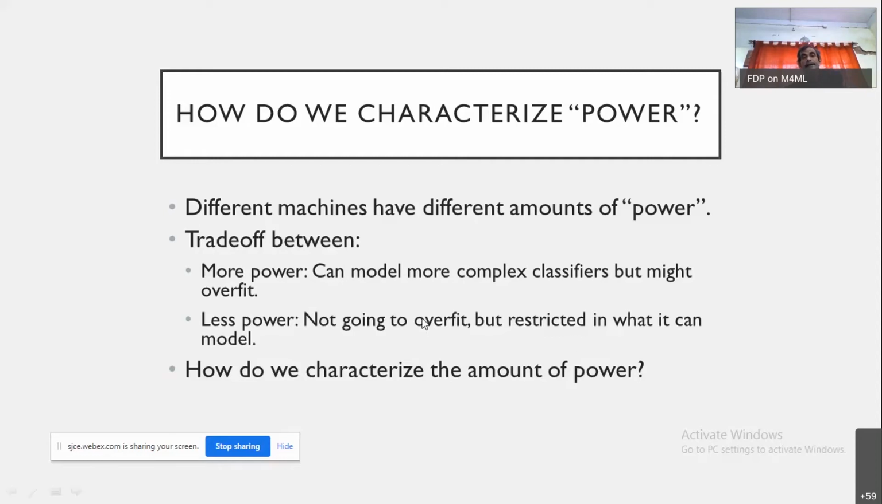More power means this can model more complex classifiers. And less power means it is not going to overfit but is restricted in what it can model. Like the minimum distance classifier, it could not handle just two classes where one had more variance than the other. But SVM can do it, and a neural classifier could do it, right? But in such a case, the boundary may be an overfit.